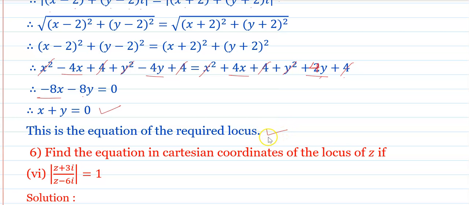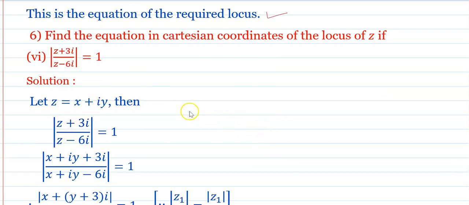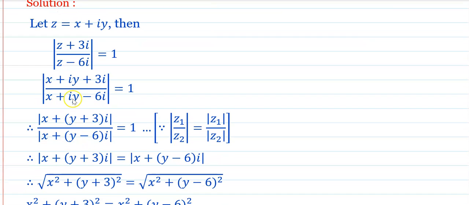Okay, the next problem. Find the equation in the Cartesian coordinates of the locus of z if |z plus 3i| upon |z minus 6i| equals 1. Again, z equals x plus iy. Therefore, z is replaced by x plus iy plus 3i upon x plus iy minus 6i, with mod equal to 1.